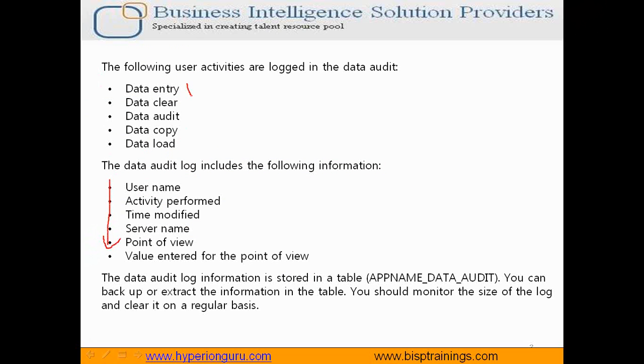Every time you enter data, load data, audit data, or copy data, the data audit property is triggered and stores this information: username, what activity was done, time modified, server detail, point of view and value. I'll take you directly to the option to enable this. One more thing, you can query this table directly, which stores your audit information.